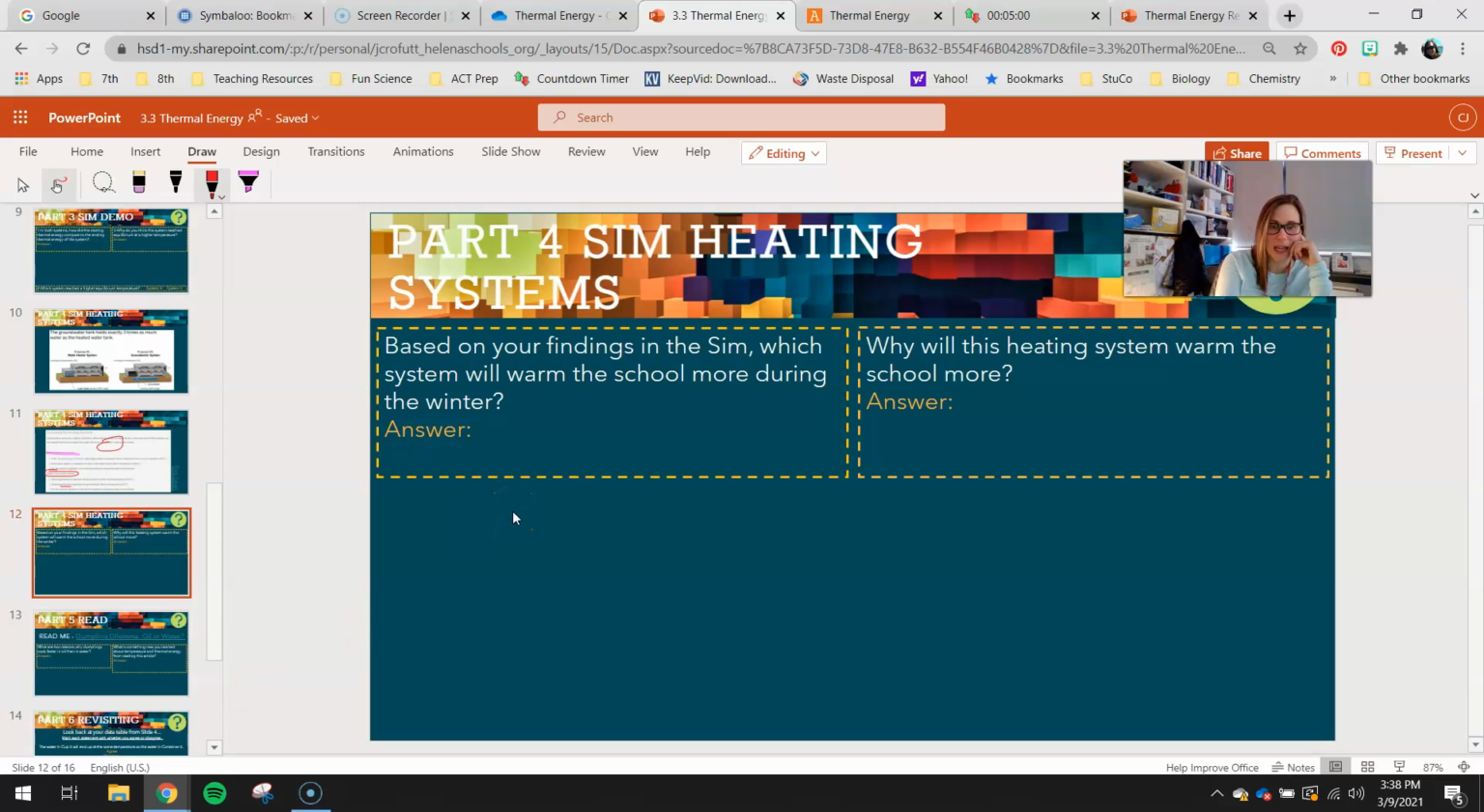Based on your findings in the sim, which system will warm the school more during the winter? And why will heating this system warm the school more? So explain the why right there, okay? Again, revert back to that concept about temperature and thermal energy. How are they different? How does thermal energy and total kinetic energy play into this? Okay, with the size versus the temperature of those water heaters.